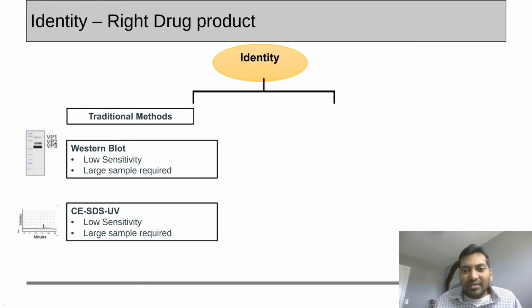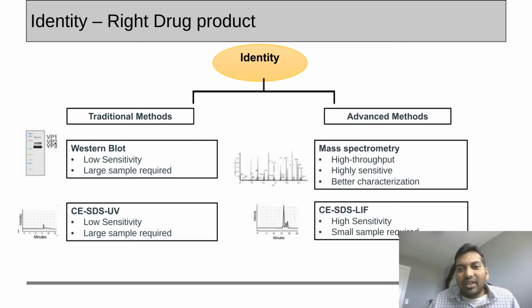As an advanced method, people have started to use mass spectrometry, which gives you better characterization information, and tells you more about the product itself, or what modifications the product has. As these viral vectors are produced in mammalian cells, are there any post-translational modifications happening? It gives you a lot more information. Also, capillary electrophoresis with the fluorescence detector is very quick and gives you more information.